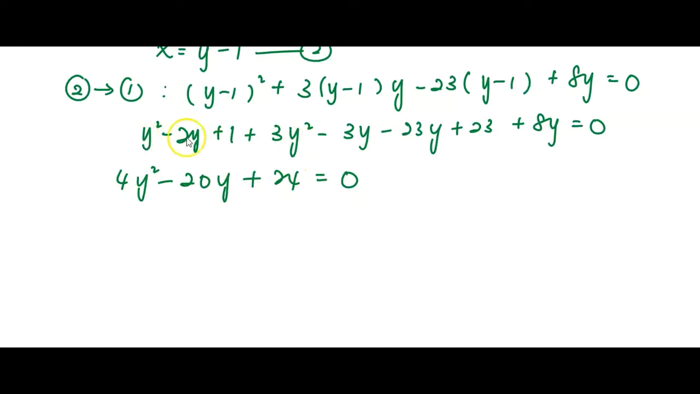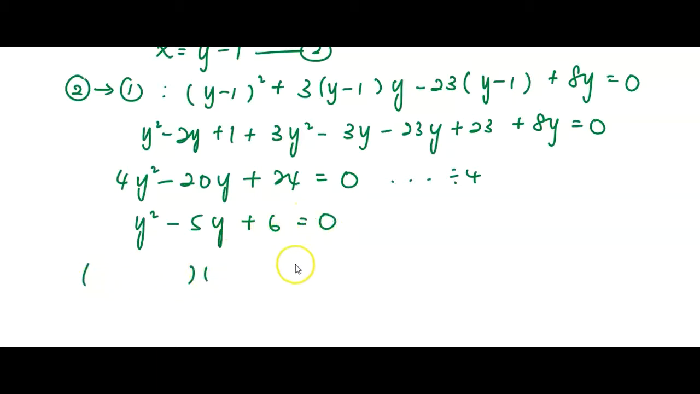After collecting all the like terms together, I have this quadratic equation. Looking at the coefficients of all these three terms, I can see that they can all be divided by 4. So I will divide this quadratic equation by 4. I got y squared minus 5y plus 6 equals 0.